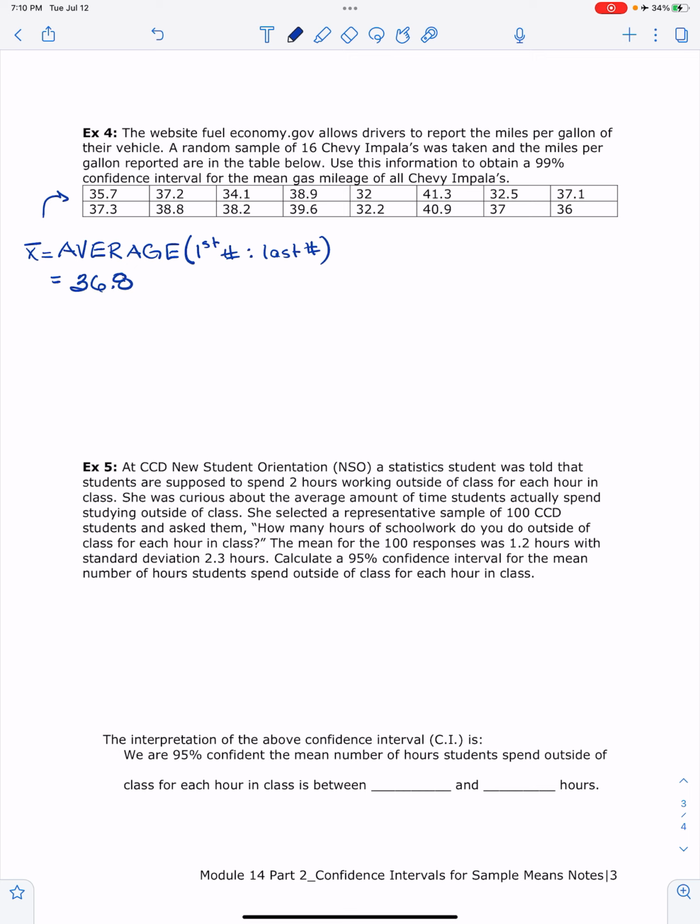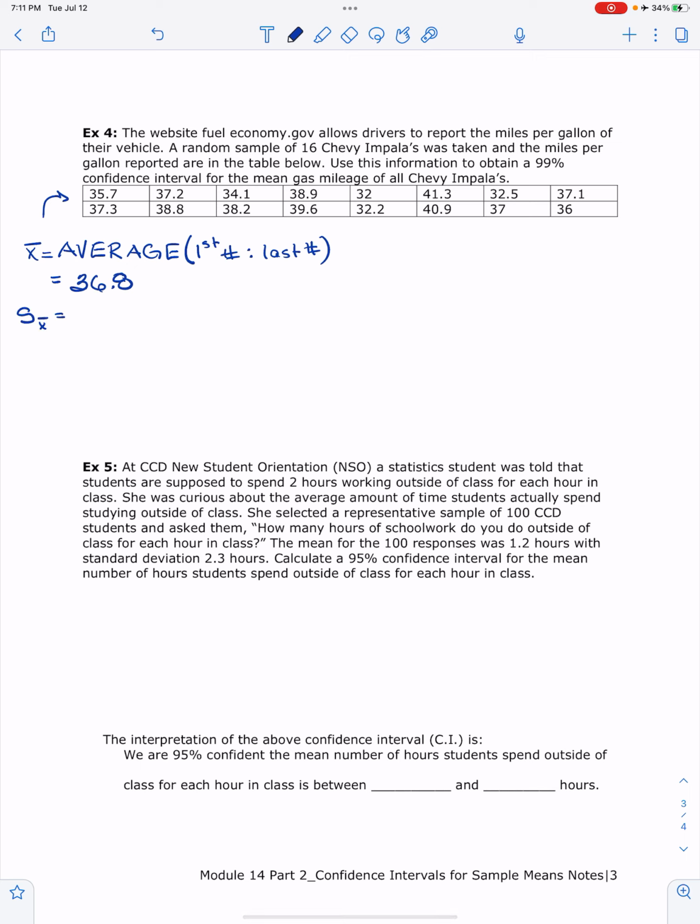We have a website called fueleconomy.gov, which allows drivers to report the miles per gallon of their vehicle. We've got a random sample of 16 Chevy Impalas. The miles per gallon are reported in the table below. We want a 99% confidence interval for the mean gas mileage of all Chevy Impalas. So we want an average gas mileage, and we're using the average gas mileage from this sample, this 36.8.